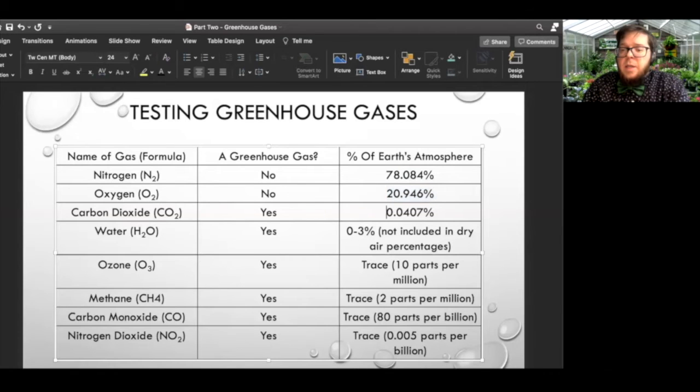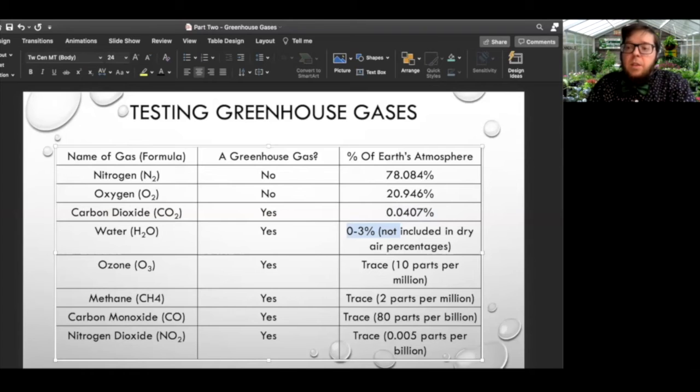Carbon dioxide, 0.0407%. There are things I'm not listing here. I'm not listing argon, which would be the third thing on the list, right? We're skipping over some stuff that is not relevant to our discussion of greenhouse gases. Water vapor is usually about 0 to 3% of the total atmospheric volume, but it's so very variable depending on where you are and what the weather is and what the season is. It can go all the way from 0 to 3%.